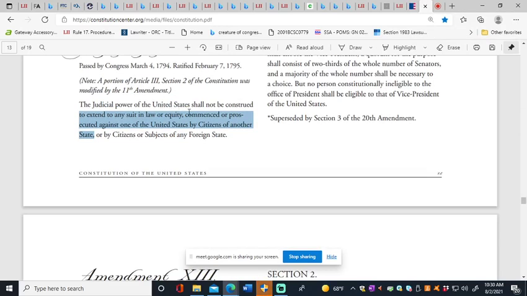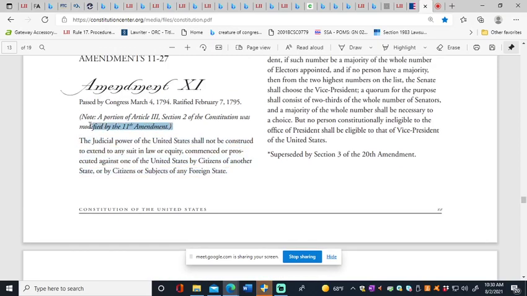Now let's go to Amendment 11. Judicial power of the United States shall not be construed to extend to any suit in law or equity commenced or prosecuted against one of the United States by citizens of another state or by citizens or subjects of a foreign state. This right here affects Article 3, Section 2, what we were looking at. So if you're a citizen, you cannot bring a claim.